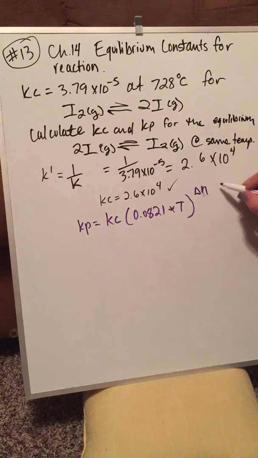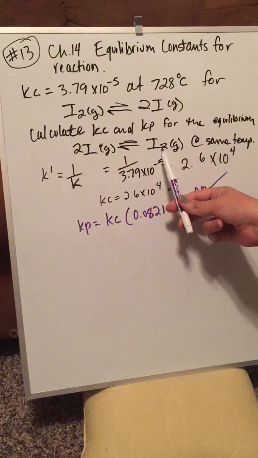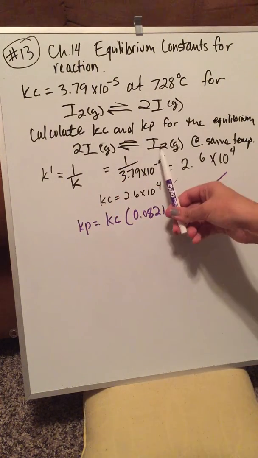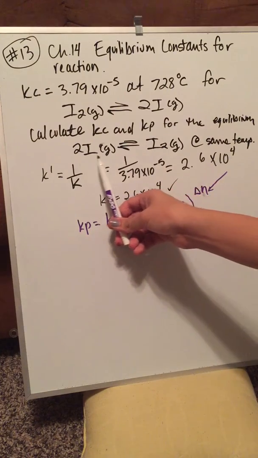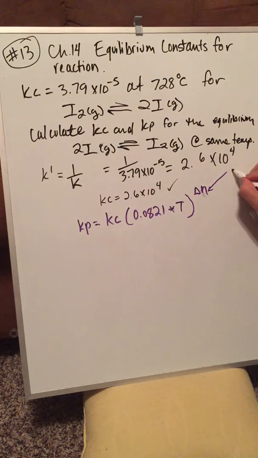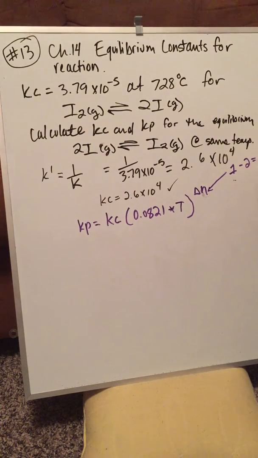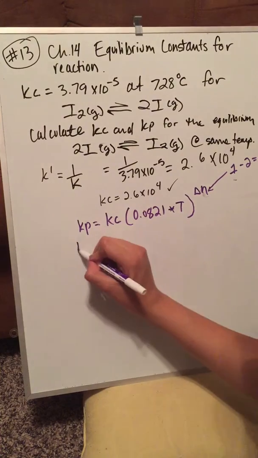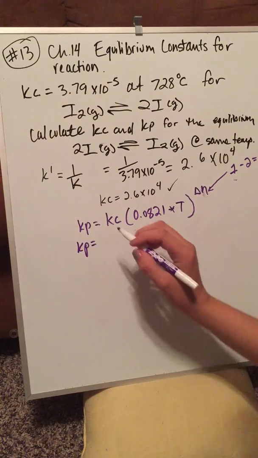So as a side note, to get this, it's the number of moles of products minus the number of moles of reactants. So the number of moles of products minus the number of moles of reactants. We have 1 mole here minus the number of moles of reactants, 1 minus 2, which gives us -1. So now we just plug in to get our Kp.